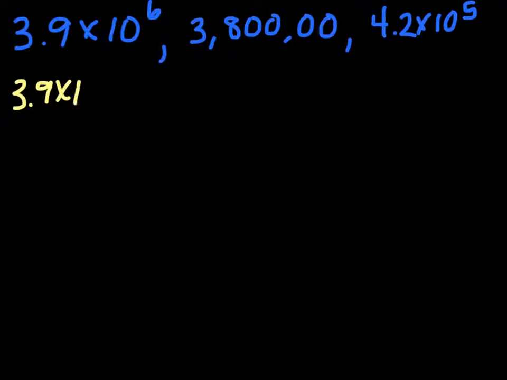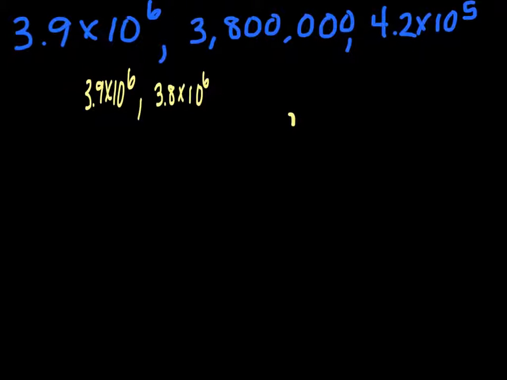3.9 times 10 to the 6th is ready to go. 3,800,000 needs to be written in scientific notation, which would be 3.8 times 10 to the 6th, correct? Because it would be 3.8 times 100,000. And then our final number is already in scientific notation for us, 4.2 times 10 to the 5th.